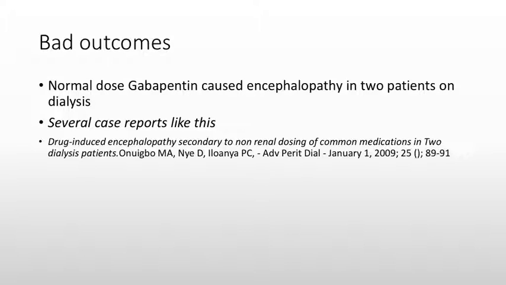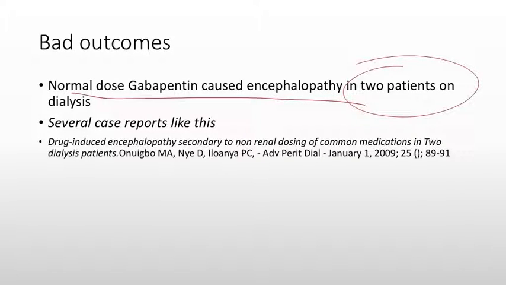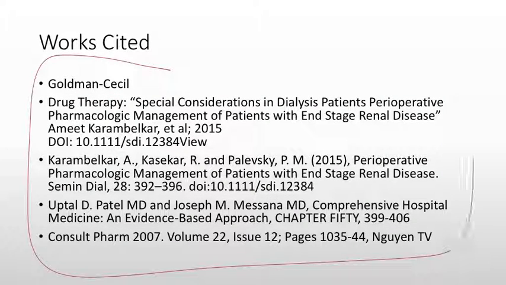Beware of bad outcomes. I went and found a couple of different case reports. A normal dose of gabapentin caused encephalopathy in 2 patients on dialysis. There are several case reports like this. Here are a few citations for renal dosing and pharmacology for renal replacement therapy.